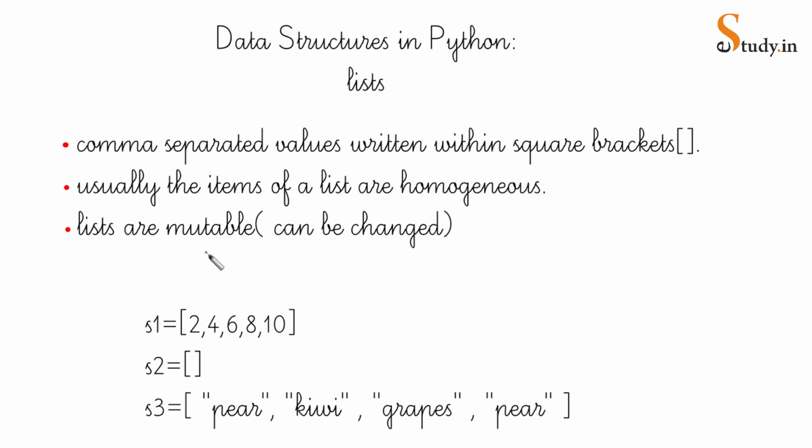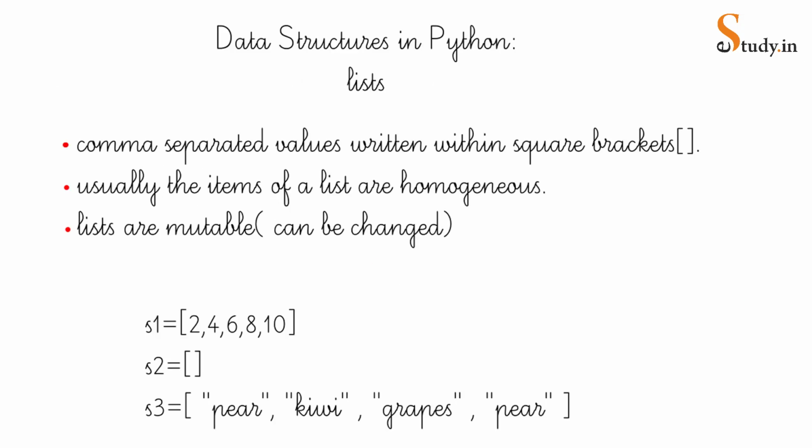Now, the next thing which we need to remember is that lists are mutable. Mutable here means the lists can be changed. Unlike strings which are immutable, lists are mutable. So that means the elements or the items of the list can be changed, and we will see how these can be changed later. So here we have a few lists. The first one is creating a list of numbers. The second list is an empty list. We have just put square brackets here, and we are not putting any value, so it is an empty list. And the third list is a list of a few strings, names of some fruits. Let's see first how to create a list in Python.